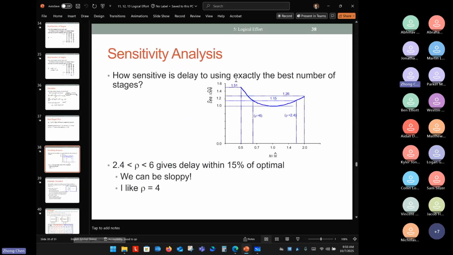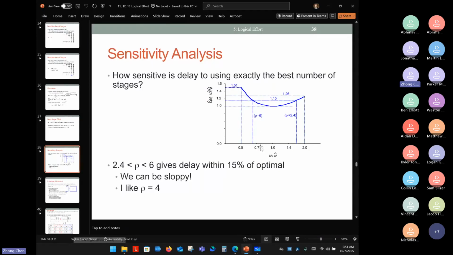Okay, so here is the plot for d versus n, with different rho values. So for the rho value between 2.4 and 6, here the rho is not capital N, so this is not the number of stages. We try to figure out the best stage effort. If we can figure out the best stage effort, then using it, we can back calculate the number of stages. I'll show you later.